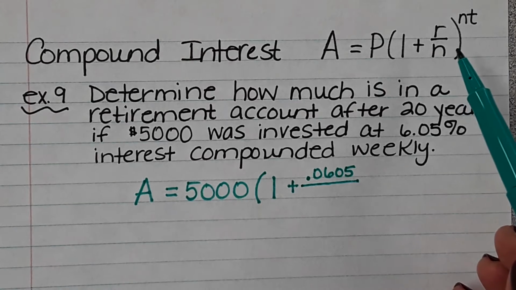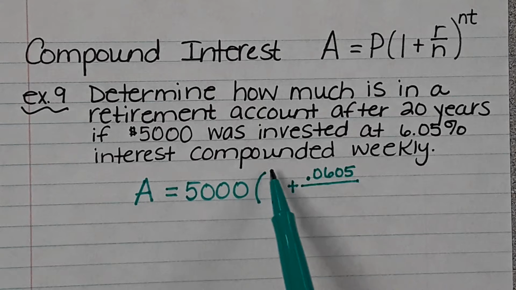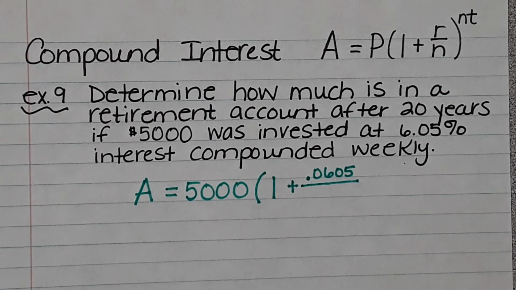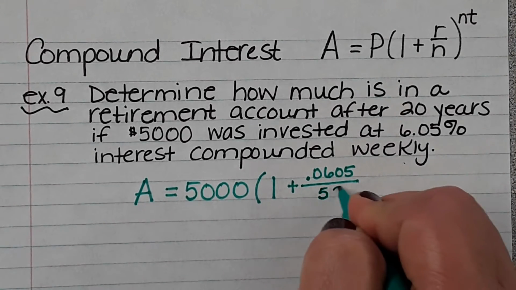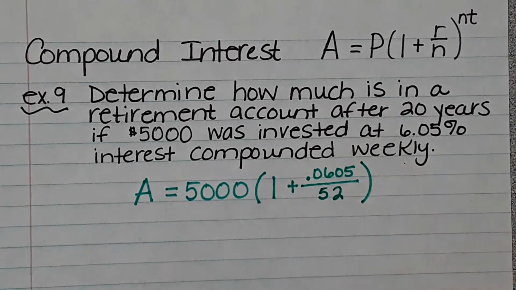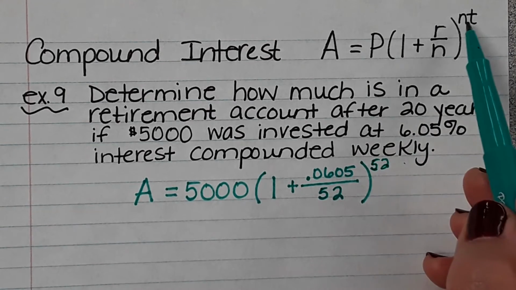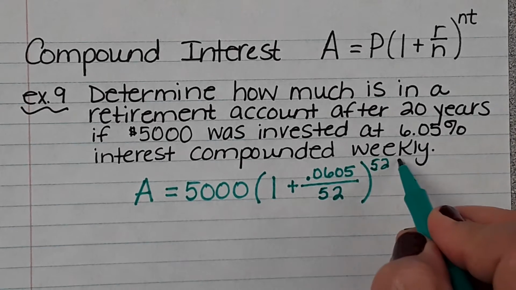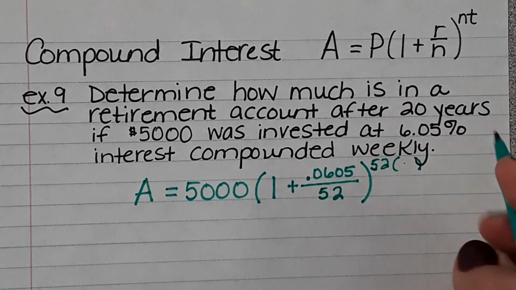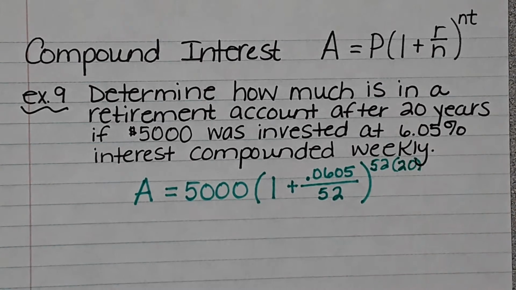N is how often we're going to compound it. So what does it say? It's compounded weekly. So that's how many times in a year. So how many weeks are in a year? 52. So we're going to put 52 there. And then it's going to be 52 because that's what N is. So right here it's N times T. N is how many times it's compounded. And how many years are we going to let this money sit for? And then we're going to put 20 right there.